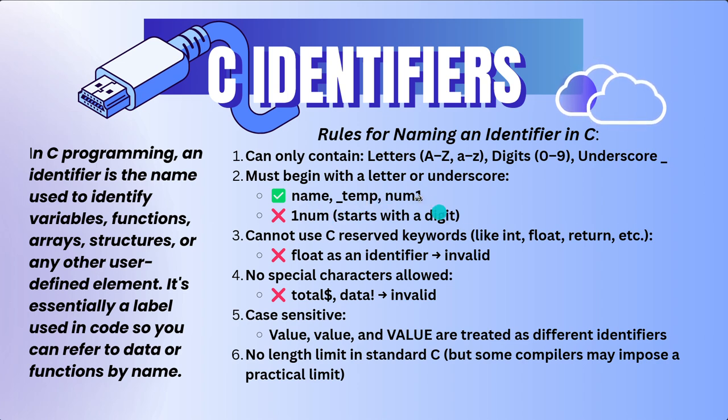Underscore template number 1 is valid, but you can't write 1 number because 1 is a digit and you cannot start with a digit. So this is wrong. Number 3, you cannot use C reserved keywords like int, float, return, etc. You cannot use any reserved keywords because these already have a predefined meaning in C. They have a specific purpose. Certain tasks are assigned to these words, which are classified into a lot of types, but these are reserved words. You cannot use them. Instead of them, you can use any other word as an identifier.